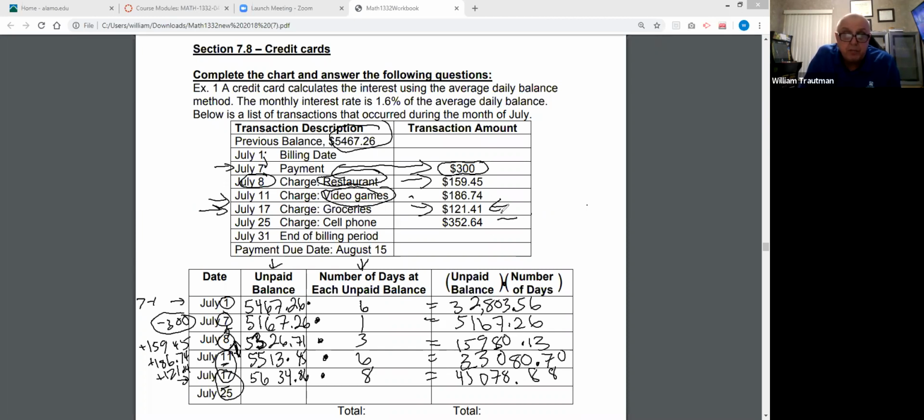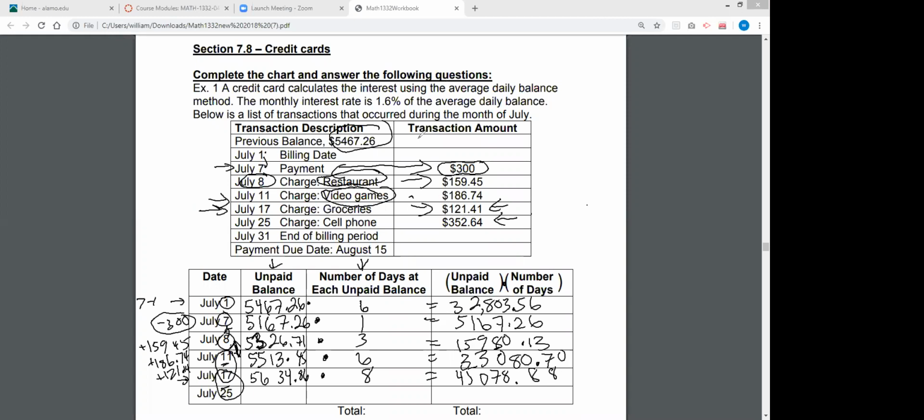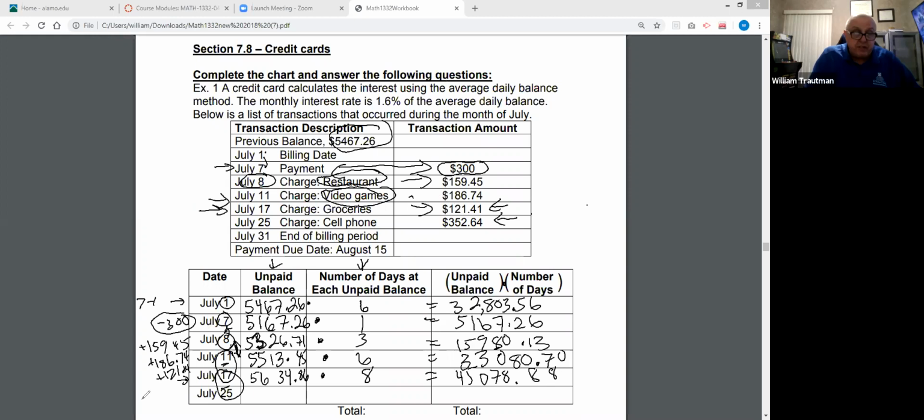I paid my cell phone off. I must have not paid it off for like 3 months. So I finally said they're going to disconnect you. So I'm going to add $352.64, the cell phone bill, to my balance. And I get 5987.50.